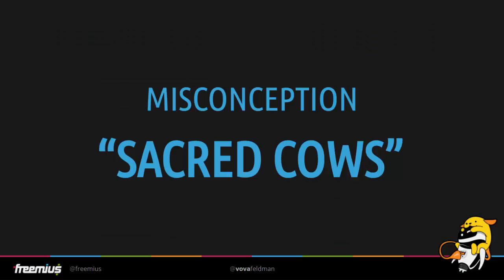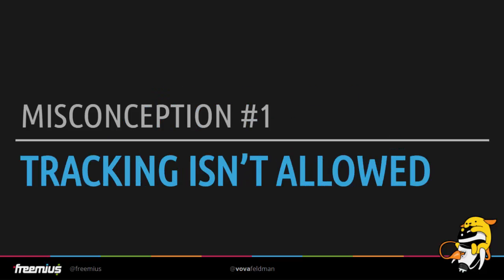Let's talk about the biggest misconceptions in the WordPress ecosystem related to data. The first misconception among plugin and theme developers is that tracking data is prohibited. Since day one, we've been trained that we're not supposed to track data. And I think the main reason for that is the WordPress.org official plugin guidelines.